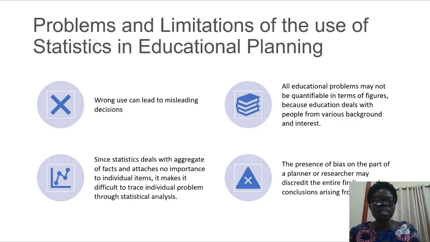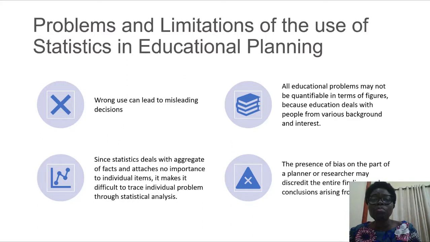Again, since statistics deals with aggregate of facts and attaches no importance to individual items, it makes it very difficult for one to isolate an individual problem and to solve it. So in this regard, because the statistical result is based on the aggregate, on the average of all the data that is collected, you are not able to take care of individual differences. This may even be an individual countryside or individual state-wise a particular thing that you need to attend to. So you have to be very careful when you are choosing your statistics, choosing your data, so that you really meet what you want to meet in that data collection.